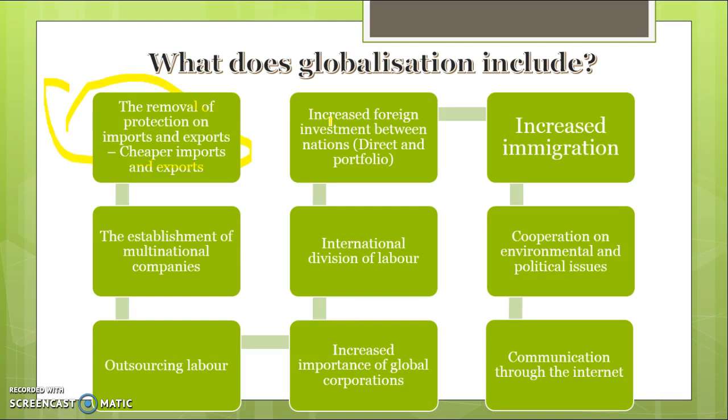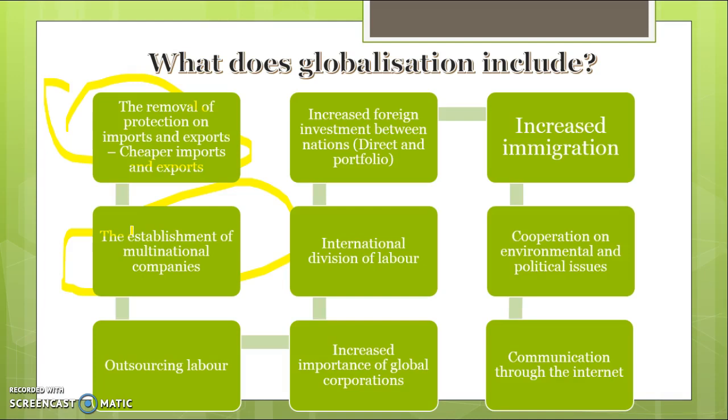It's increased immigration, so allowing flow of people between countries. It's about multinational companies operating all around the world. So Apple and Amazon and all these large companies, Walmart, having branches all around the world. Even Commonwealth Bank and NAB have branches in other countries. International division of labour, so splitting up parts of the production process in different countries. So Apple, for example, a lot of the phones are manufactured in China and then sold all around the world, but it's still an American company.